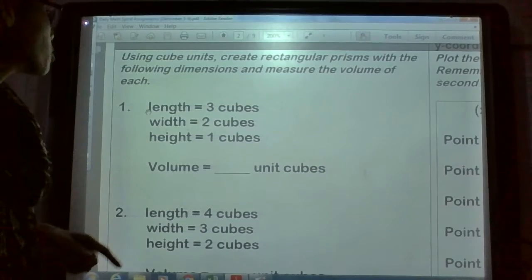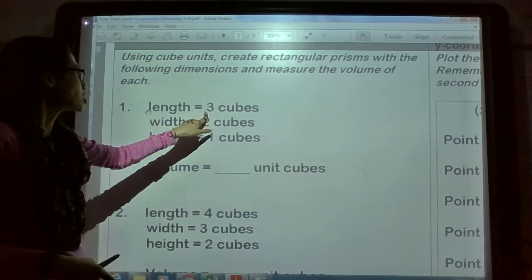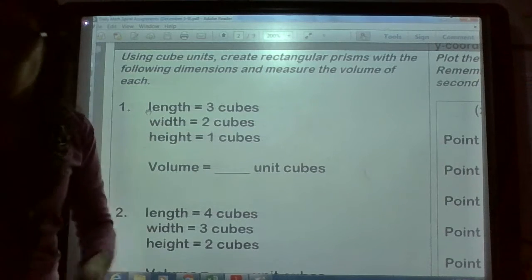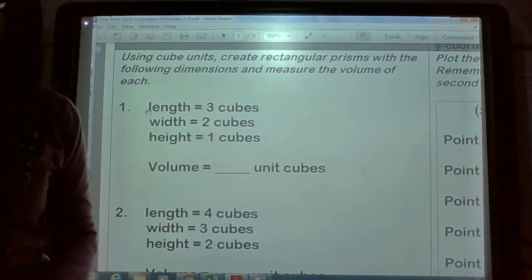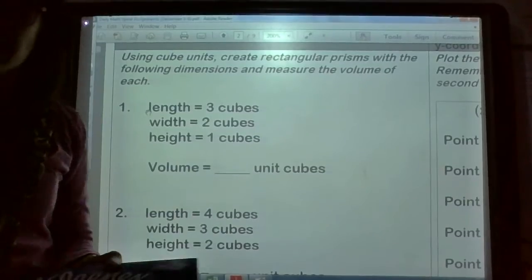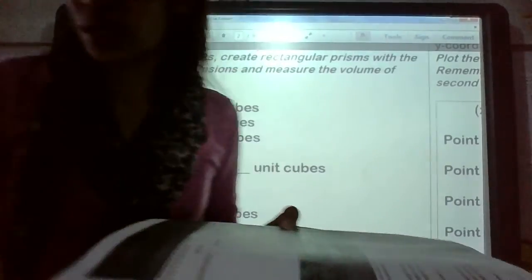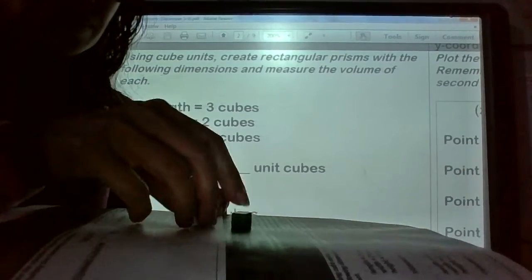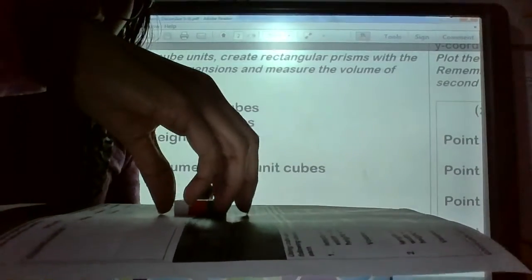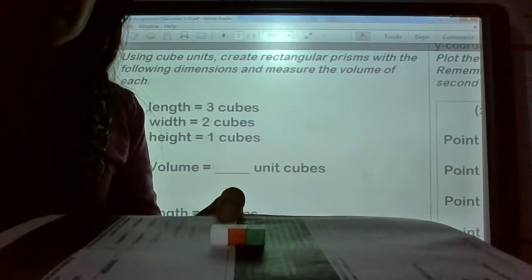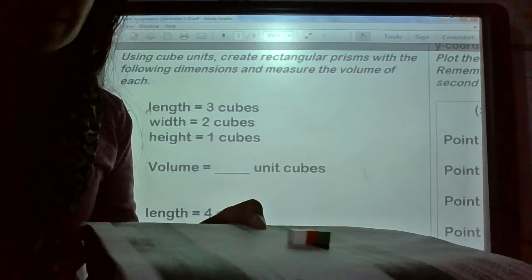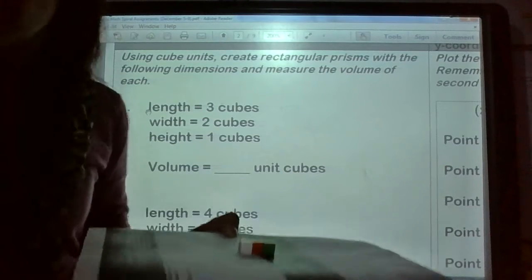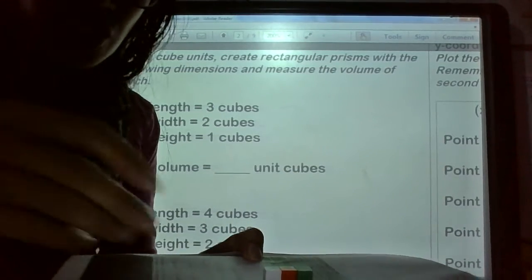Now, if you don't have your cubes, I'm going to show you. So the length is 3, the width is 2, and the height is 1. All right, let me see how I can do this. Maybe I have to do it this way. It says the length is 3. So let me get 3 cubes. Can you see my 3 cubes? All right, bam. See the 3 cubes? Now it has a width of 2. Now that doesn't mean I just put 2.